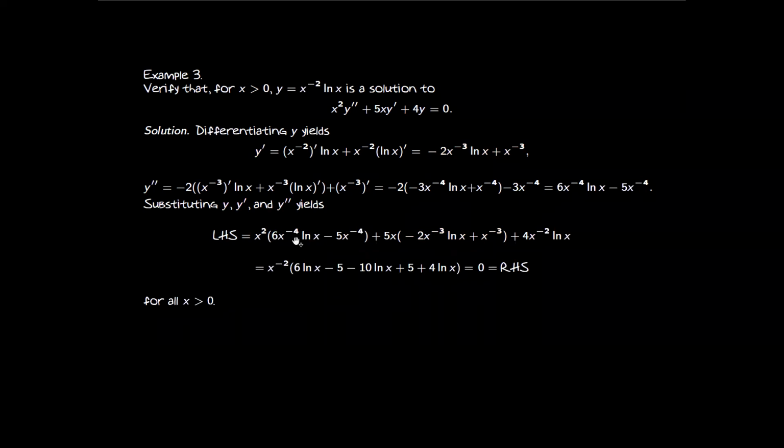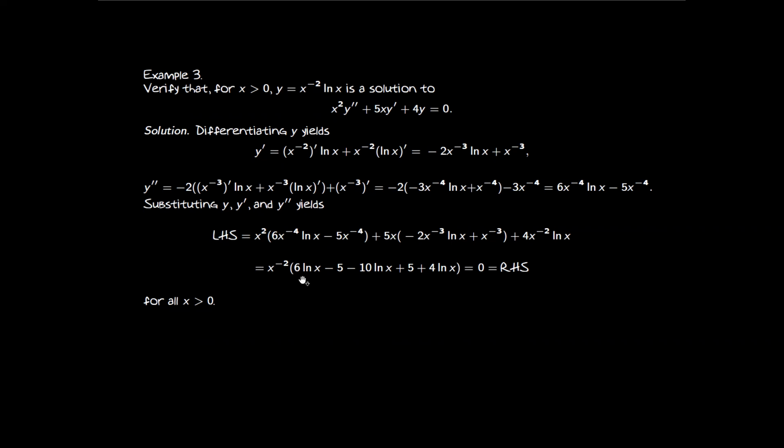Because here 2 with -4, and here x is x to the first with -3. So all of the powers are going to be x to the -2nd. And then we put the coefficients here. And then you can see the cancellations.